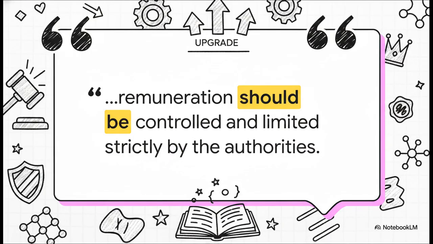Look at this exact excerpt we pulled from Sample 48. "Some people believe that remuneration should be controlled and limited strictly by the authorities." It makes the proposed rule sound like a universal law, doesn't it? Should be controlled and limited strictly. It carries way more authority than a basic "the government should control it." It's formal, it's precise, and honestly, examiners absolutely love it.